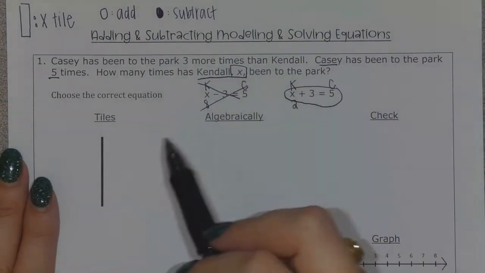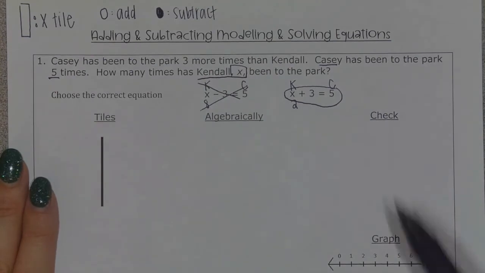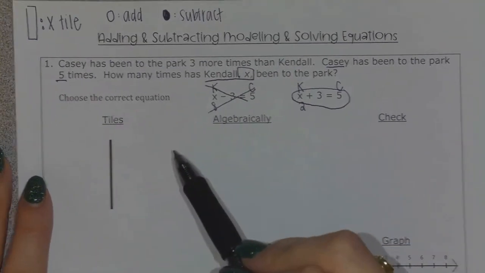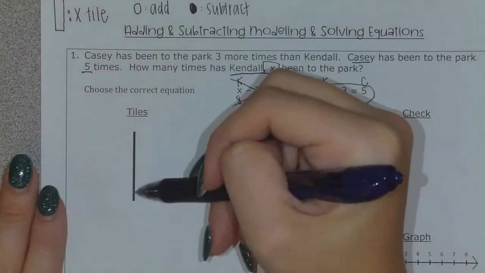Now we're going to take this equation and solve it using tiles. We're going to solve it algebraically as well, and I'm going to start with the tiles. Now, the first thing you'll notice on these tiles is this big, dark, solid line down the middle.